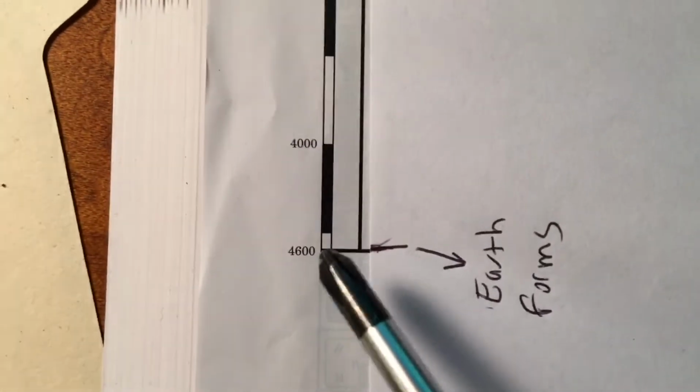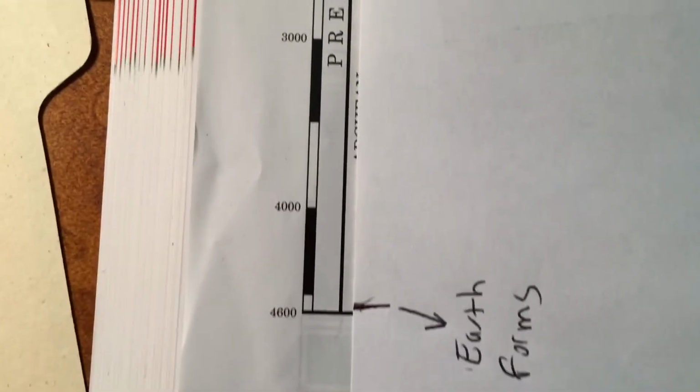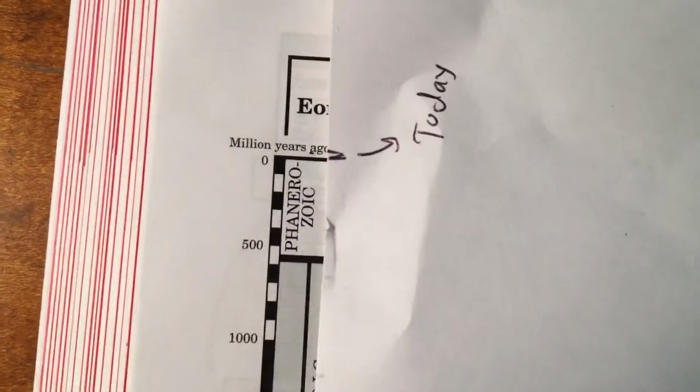Now, I did this on purpose to set up a scale that matches your Earth Science Reference Table, Earth History. The Earth forms right here, 4,600 million years ago, or as I usually say, 4.6 billion, 4,600,000,000 years ago. And stuff happens and stuff happens until we get to today.